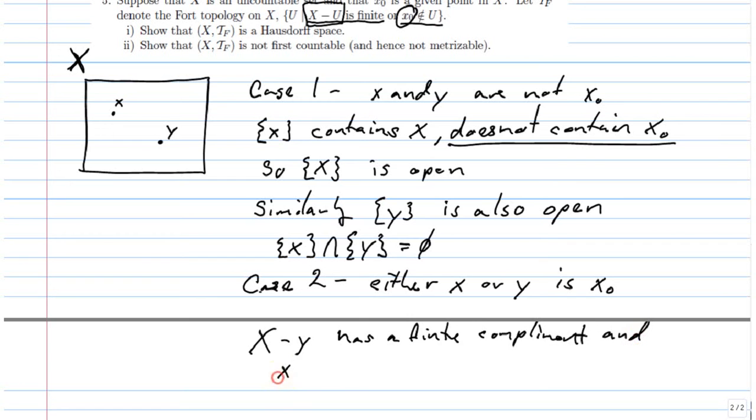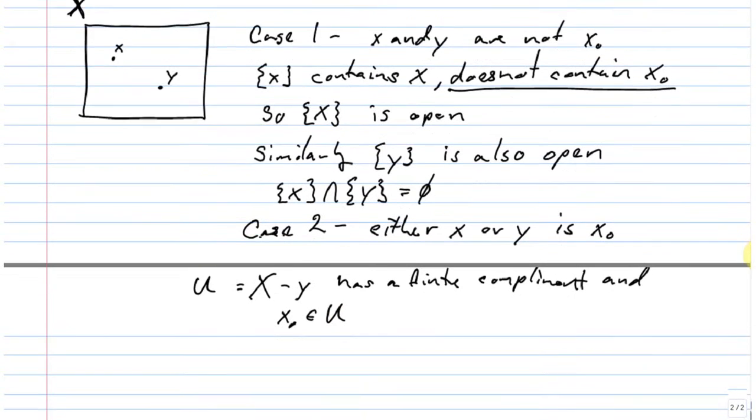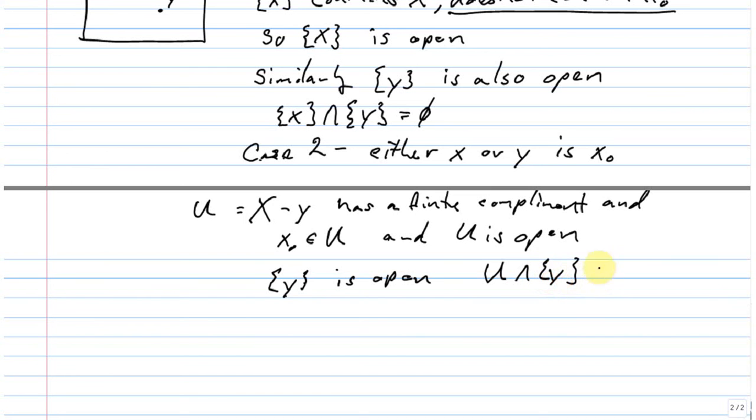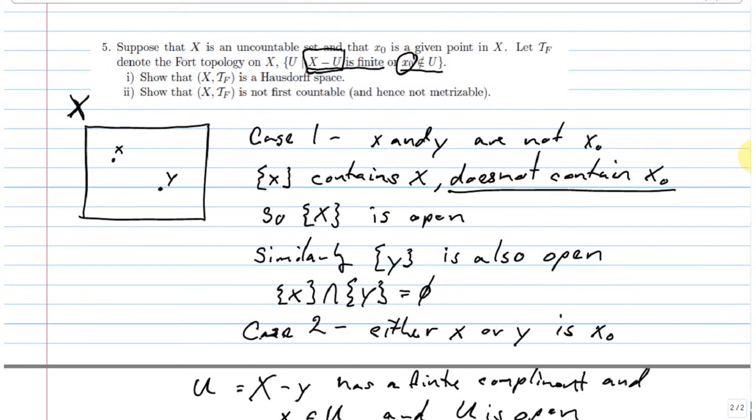And x naught is an element of, if I call this u, and u is open. And you can still use the set containing y, which is an open set that contains y, and u intersect y is the null set. Now that's actually the easy one. Several people have already talked to me and they've gotten that one. The second part is the hard part.